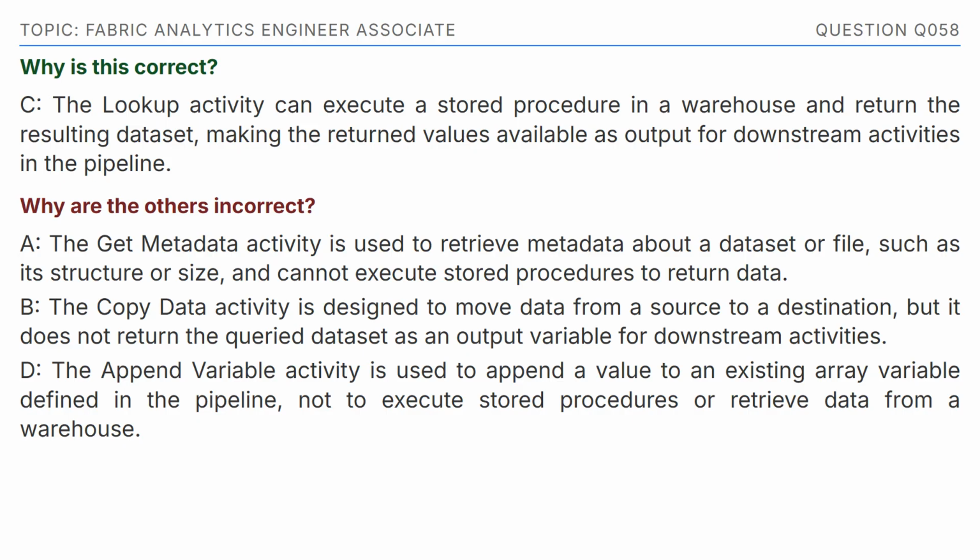Why are the others incorrect? A. The get metadata activity is used to retrieve metadata about a dataset or file, such as its structure or size, and cannot execute stored procedures to return data. B. The copy data activity is designed to move data from a source to a destination, but it does not return the queried dataset as an output variable for downstream activities. D. The append variable activity is used to append a value to an existing array variable defined in the pipeline, not to execute stored procedures or retrieve data from a warehouse.